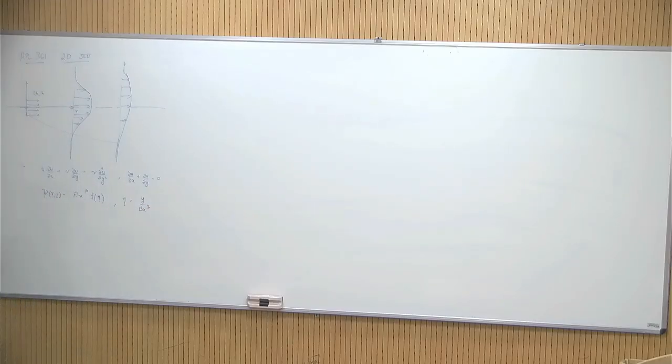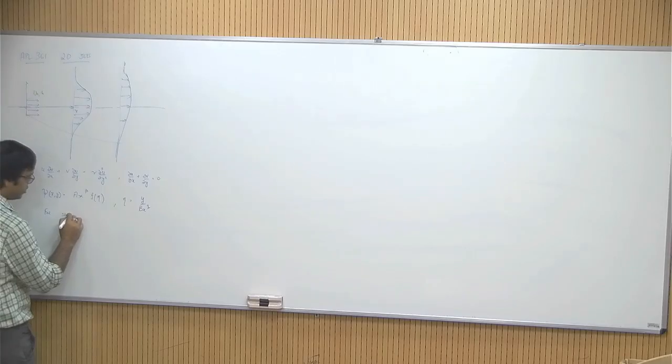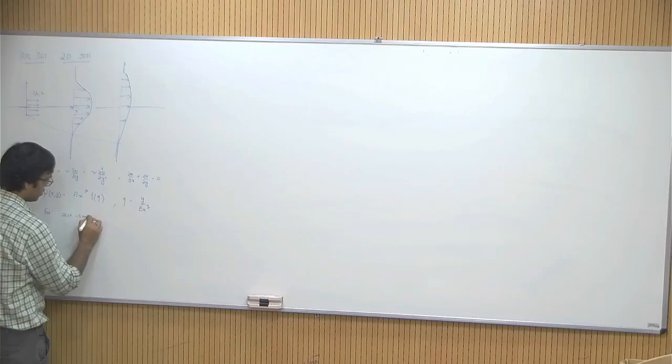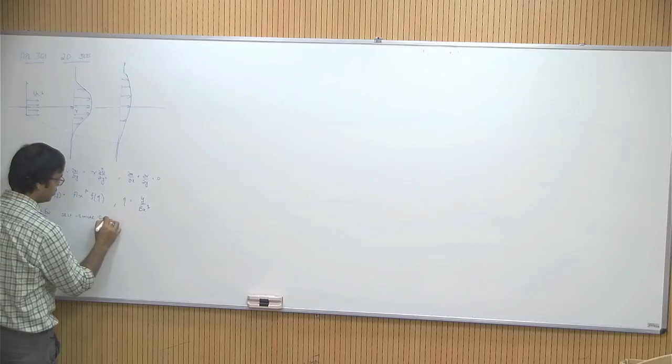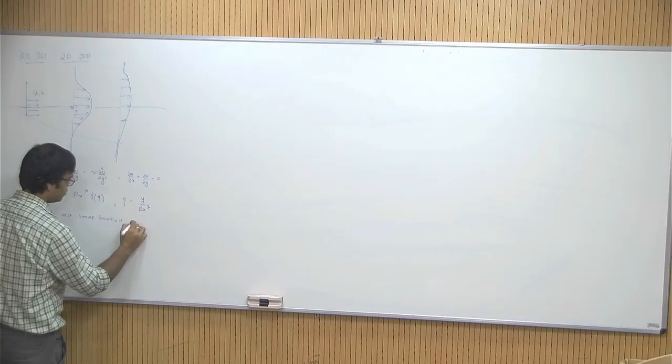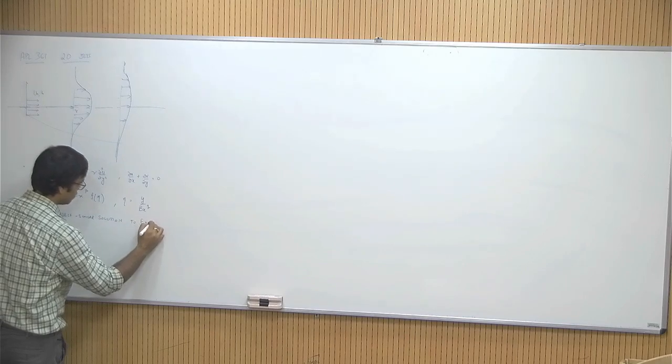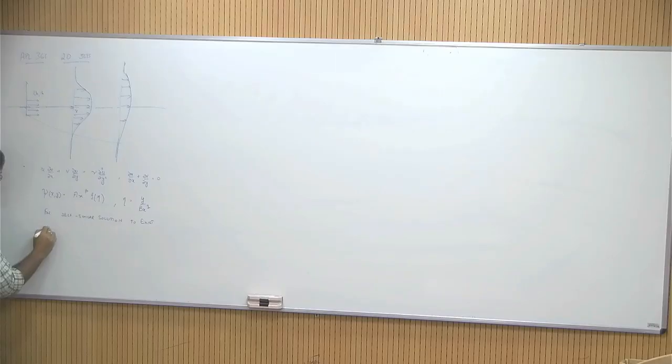Okay, this is what we were doing, and simply by putting this inside our governing equation, we had derived that for a self similar solution to exist, we have p plus q equals 1.